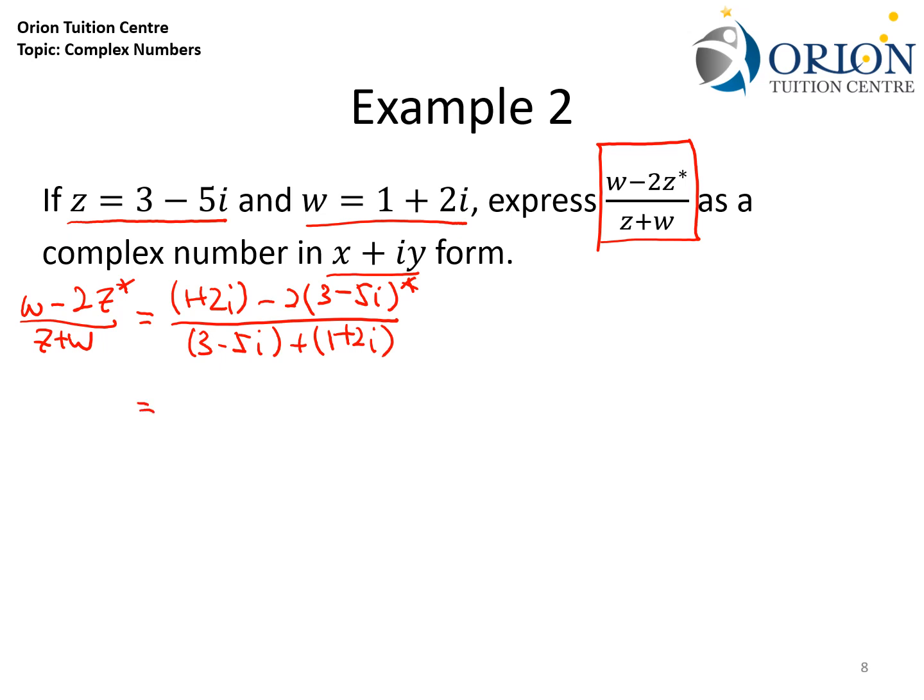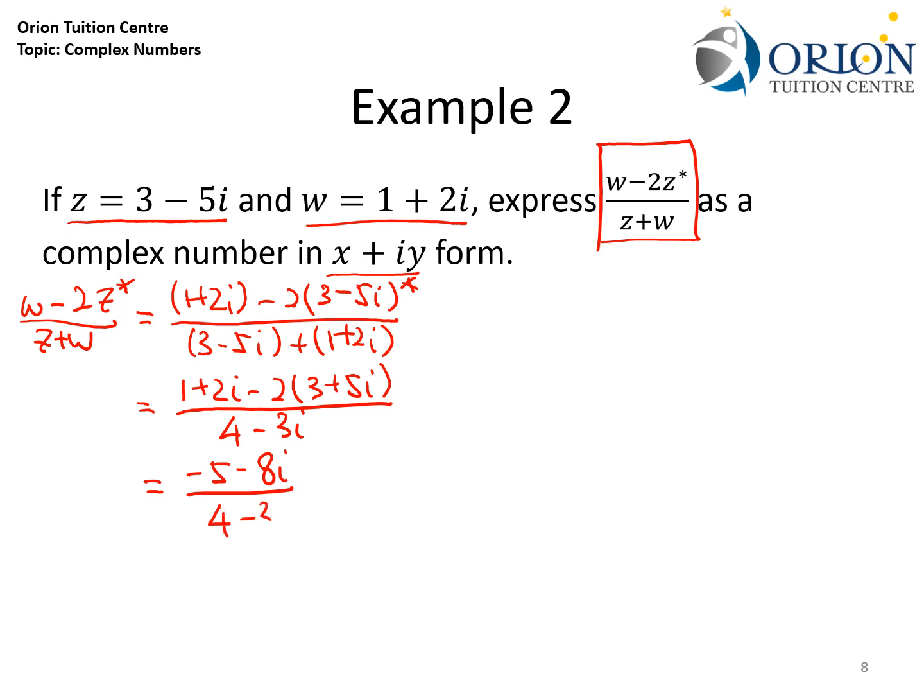So we try to simplify slightly first. In the numerator, we can simplify by removing the conjugate to get 1 plus 2i minus 2 times (3 plus 5i), divided by the denominator, which becomes 4 minus 3i. So we can further simplify the numerator into minus 5 minus 8i divided by 4 minus 3i. So now it is a division and we will need to rationalize it so that it can be changed into the x plus iy form.